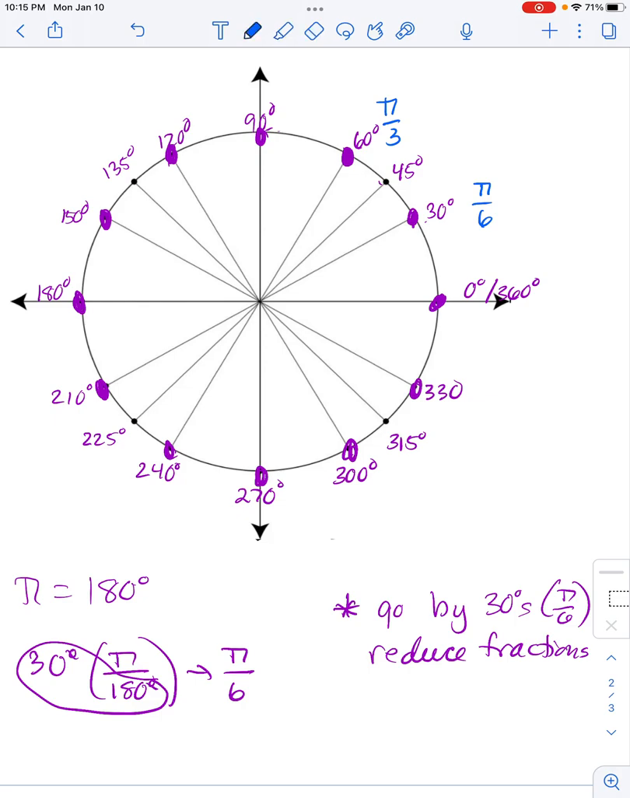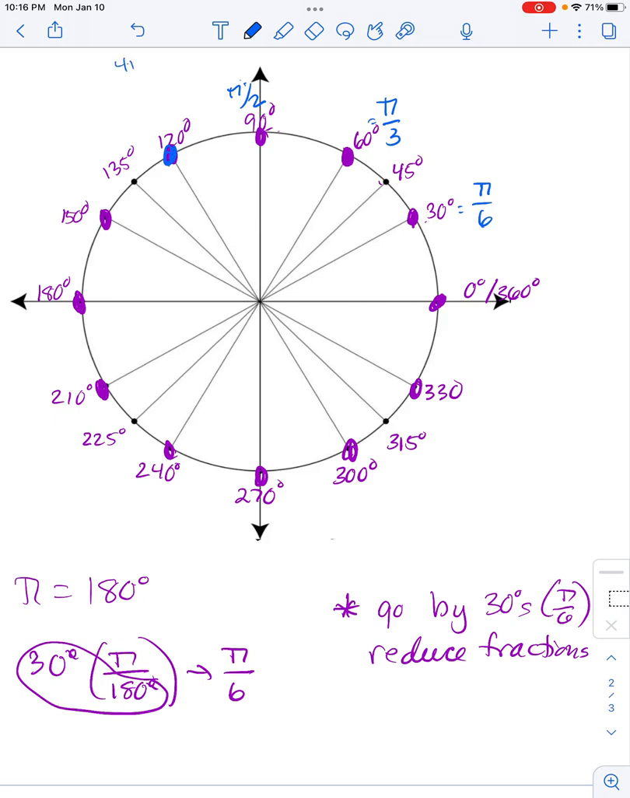The next 30 degrees would be at the top, and that would be 3 pi over 6, but that reduces to pi halves. So I'm just filling in what these look like as radians. So 30 degrees is the same as pi over 6 radians. Then 2 pi over 6 reduced. 3 pi over 6 reduced.